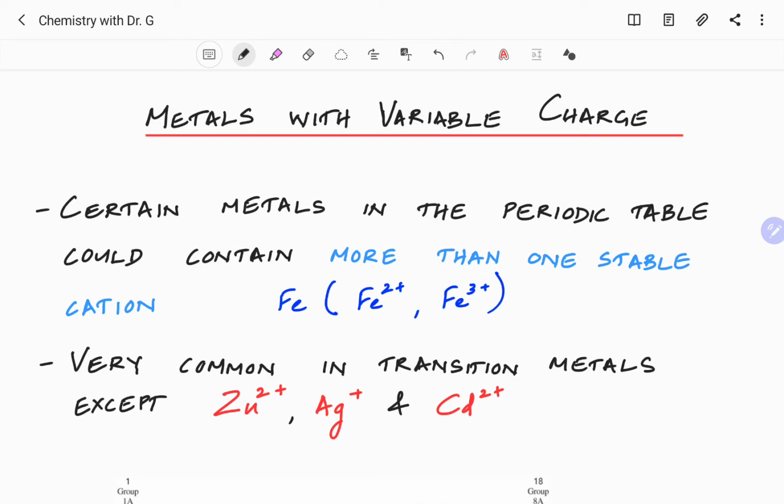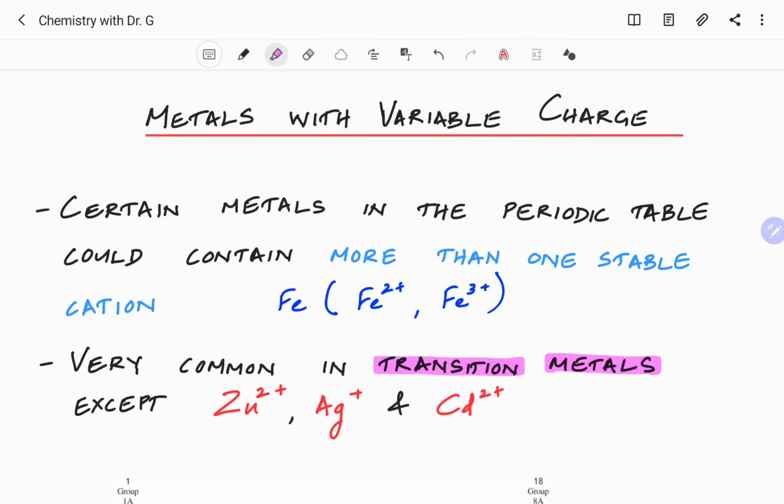Similar to iron, there are many other metals that have more than one stable cation. Most of these metals are transition metals, but it is not limited to transition metals. Certain p block metals can also show more than one stable cation.